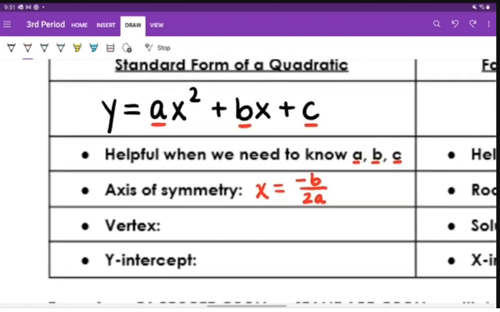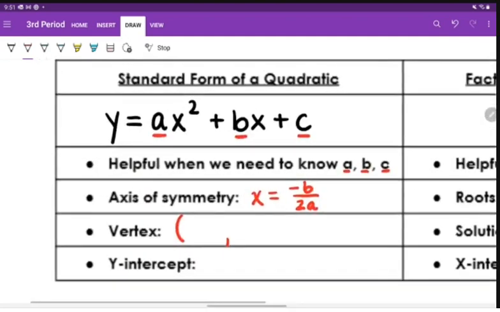Well, the vertex is very similar to the axis of symmetry. If you remember, the vertex and the axis of symmetry have a lot in common. So the axis goes right down through the middle of the parabola, and the vertex is also right in the middle of the parabola. So the x value of the axis matches the x value of the vertex. So if you want to know the vertex, remember, is a point, x comma y. The x value of your vertex is the same as the x value of your axis of symmetry. So the x value of your vertex is negative b over 2a.